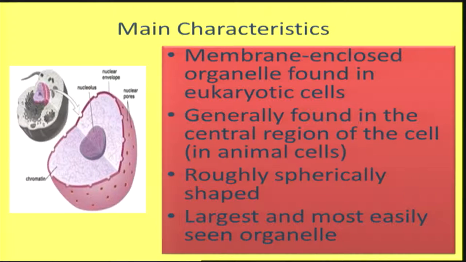Main characteristics of the nucleus. It is a membrane-enclosed organelle found in eukaryotic cells, generally found in the central region of animal cells, roughly spherical in shape, as we said earlier, and the largest and most easily seen organelle in the eukaryotic cell. On the left, the three-dimensional picture is showing the nucleolus, the nuclear pore, chromatin, as well as the nuclear envelope.